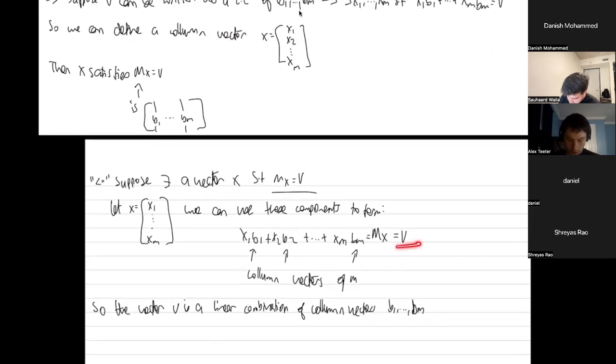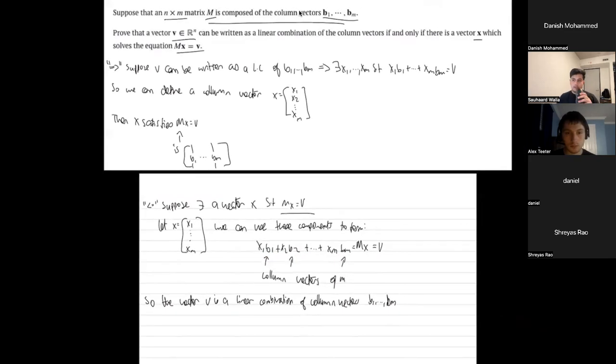So we have written v as a linear combination of b1 to bm, and we have shown that v is writable as a linear combination from b1 to bm. Oh, okay. Does that make more sense? Yeah. Okay. Thank you. No problem.